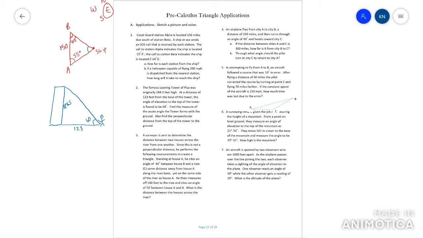And then they want you to find some other stuff, basically solve the triangle. And they're going to want basically this angle right here. So I would probably run law of sines on that. Okay, moving on.